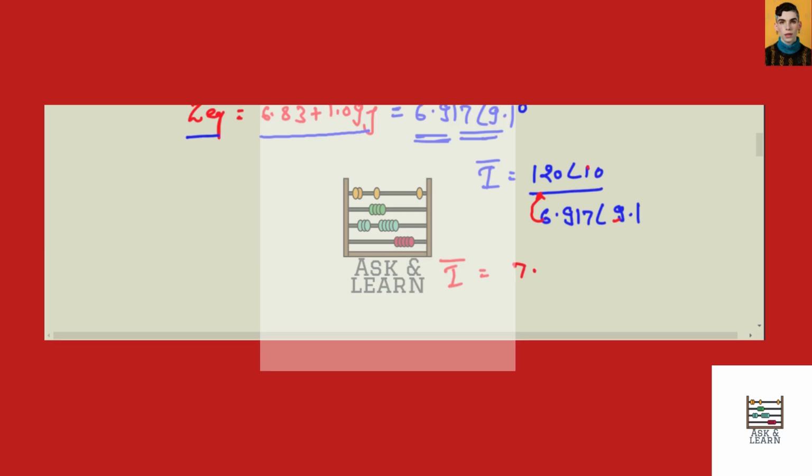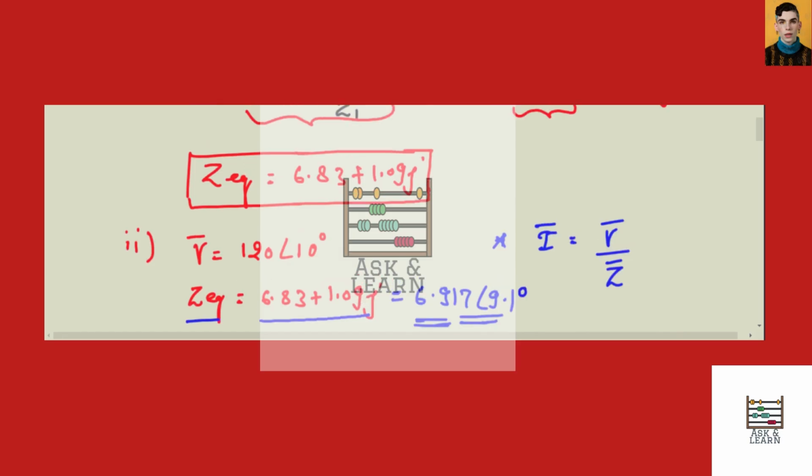Just calculate with the help of a calculator, and you will get the value of I, that is 17.35 angle 0.9 degrees, right? So this is our final answer for I, the current, which is in amperes. Similarly, the value of Z equivalent is given over here in ohms, right? So that's it for this problem.